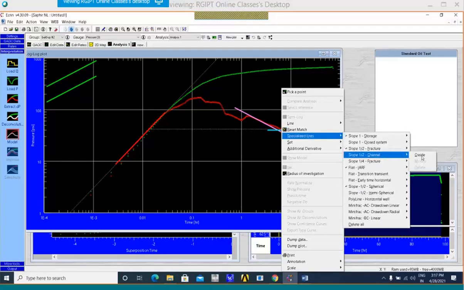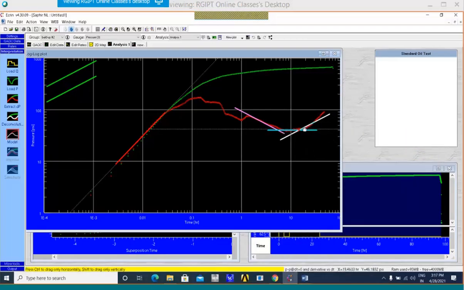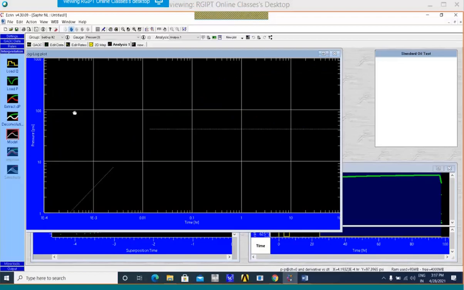Let us confirm the channel. Yeah, this slope is higher than the channel slope. So this one is higher. So let us see if it is behaving like a closed boundary. So I can see yes, this one is matching with the pseudo steady state slope. Okay, this one is matching with the pseudo steady state slope.